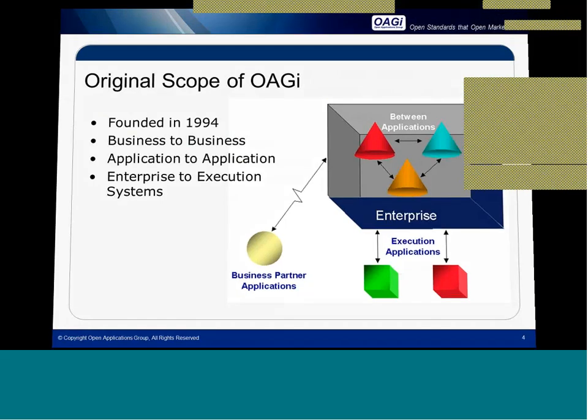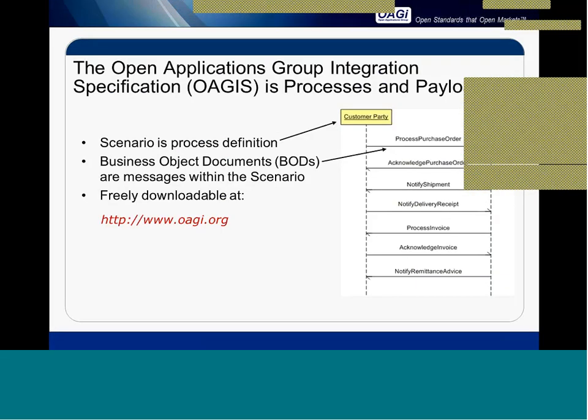But what is in the Open Applications Group Integration Specification? It's essentially process definitions that we call scenarios and messages to execute those process definitions that we call business object documents. And this is all freely downloadable in a single download off of the OAG website at oagi.org. And I'll go into a little bit more detail about what each of these two major components are.